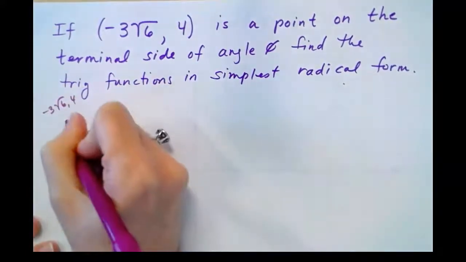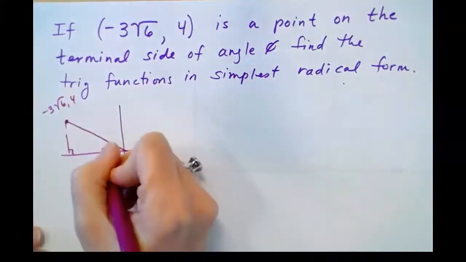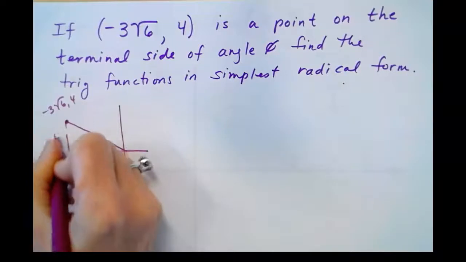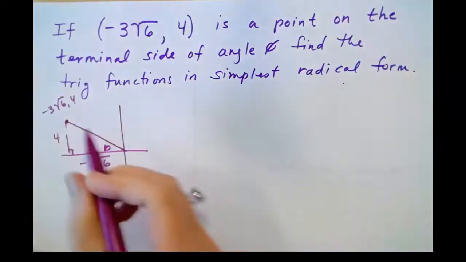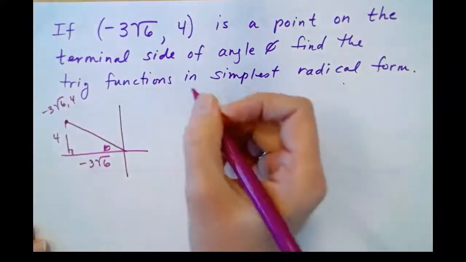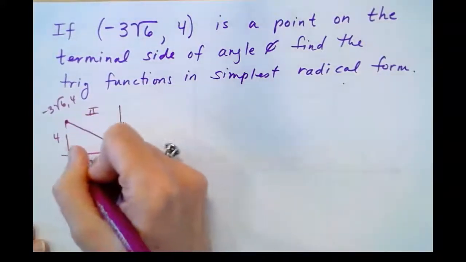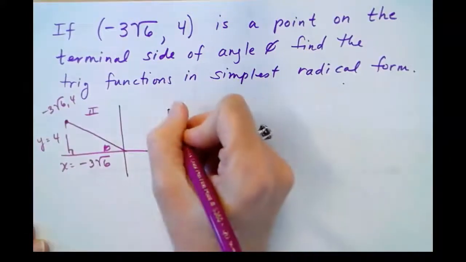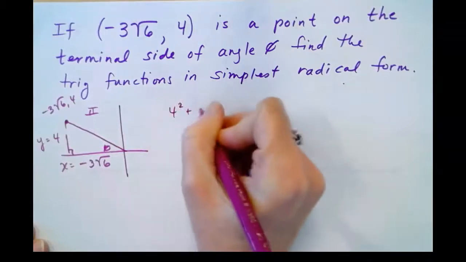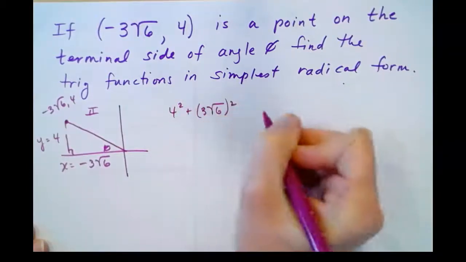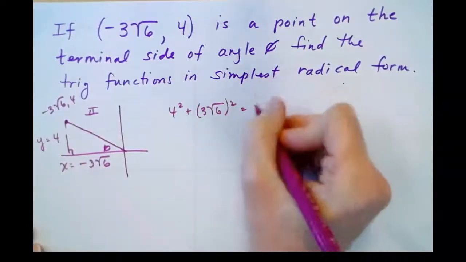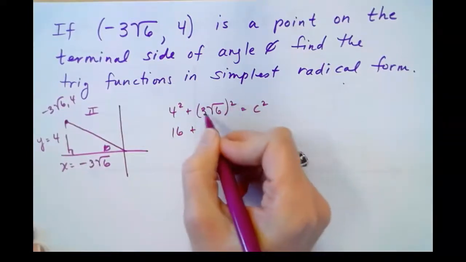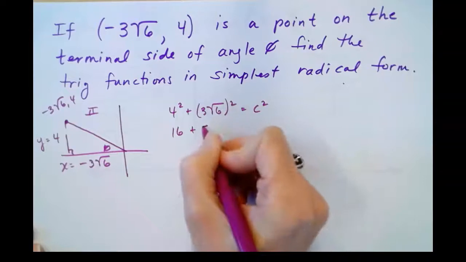When we draw this in terms of a right triangle with our theta right there, that's back 3 root 6, up 4. Let's find our hypotenuse this time, which is the unknown. The x value is negative, the y value is positive. So using Pythagorean theorem, 4 squared plus 3 root 6 squared, it doesn't matter if it's positive or negative, equals c squared. So 16 plus 3 root 6 squared: 3 squared is 9, root 6 squared is 6, that is 54.